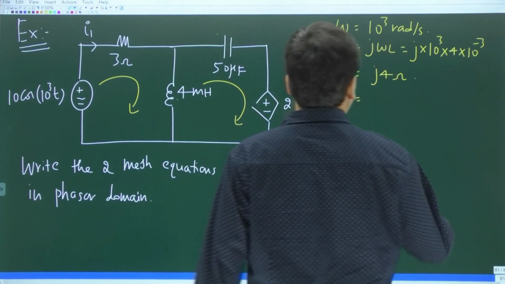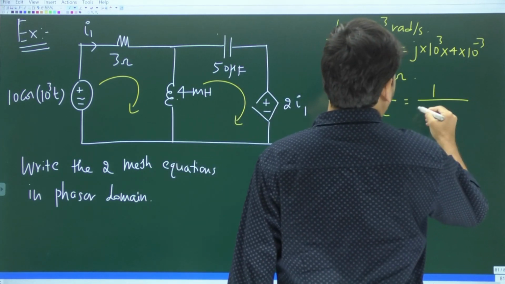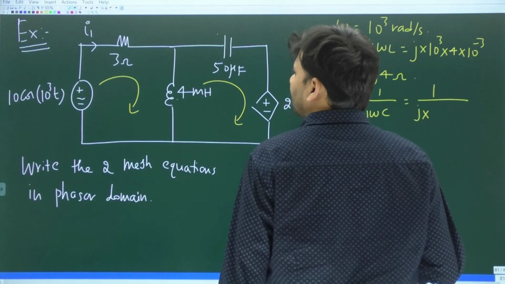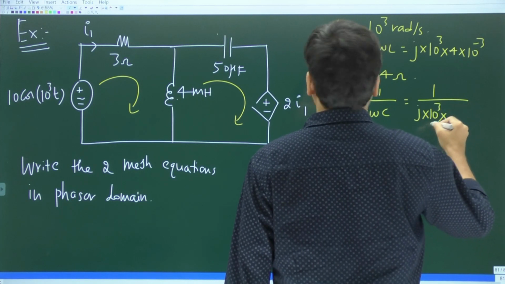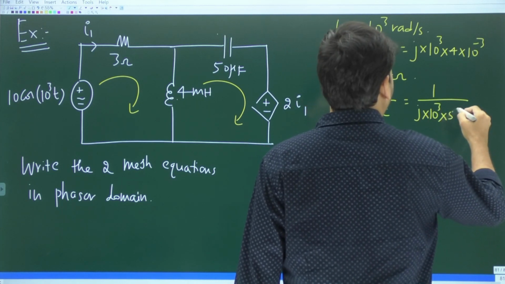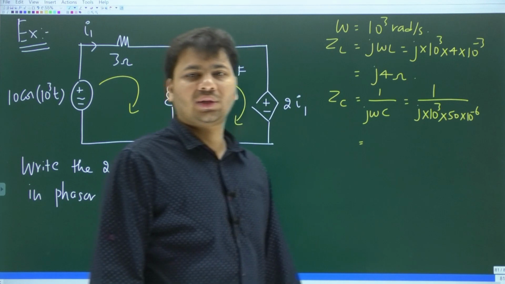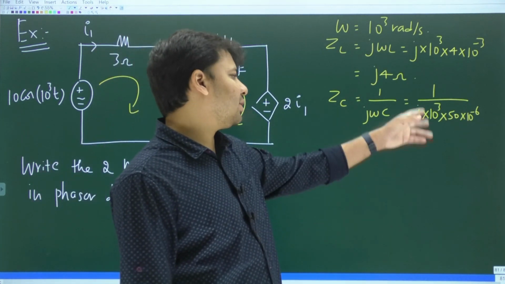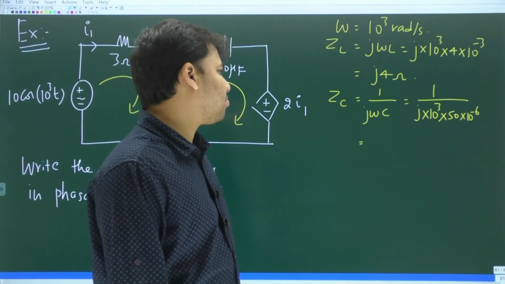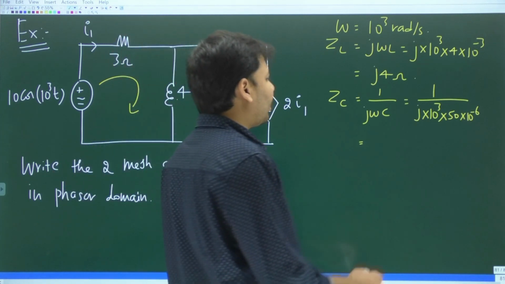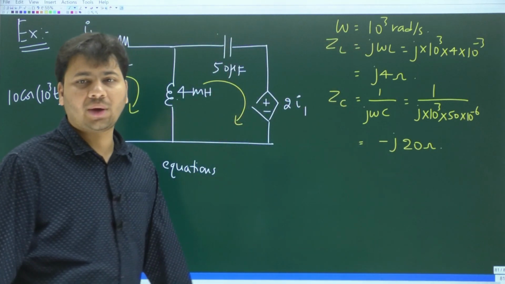What about the impedance of the capacitor? 1 by j omega C. Again 1 by j times omega. What is omega going to be? 10 power 3. And then C is what? 50 microfarad, which is 50 times 10 power minus 6. Again 1 by 10 power minus 6 is what? 10 power plus 6. 10 power 6 by 10 power 3 is what? 10 power 3. 1000 by 50 is what? 20. And 20 by j, which is what? Minus j20 ohms. I hope these two values are correct.